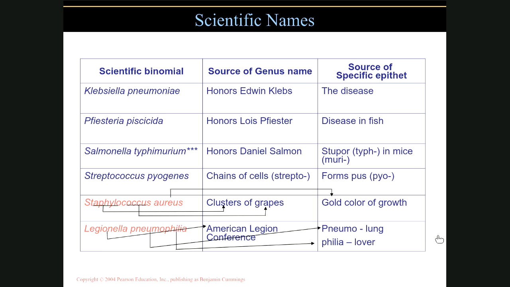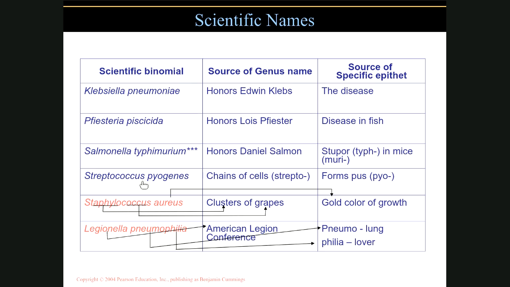So when it comes to names, these are the two names that are on your handout, but just some examples, because the names do tell us something. In the case of Klebsiella pneumoniae, it's named after the scientist Edwin Klebs and the disease that causes pneumonia. Pfisteria piscicida, named after Lois Pfister, and a disease that's caused in fish, because piscicida comes from Pisces. Salmonella typhimurium, we're going to see next how this has been reclassified, but originally named after the scientist and the disease that it produced in mice.